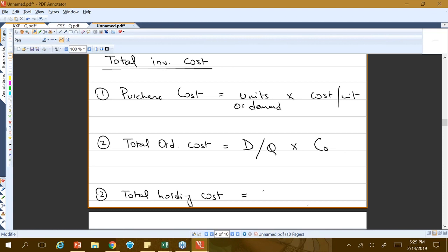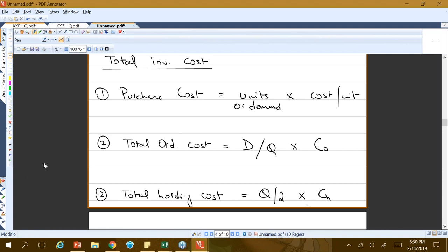And then total holding cost is Q, the quantity that you order, over 2 into CH. So we take an average quantity that we order, because sometimes you order more, sometimes you order less. So what is an average quantity that we order into the CH, which is the holding cost per unit per annum. Again, these three calculations are vital as you will be using them. So Q is the quantity to order, which could be your EOQ.